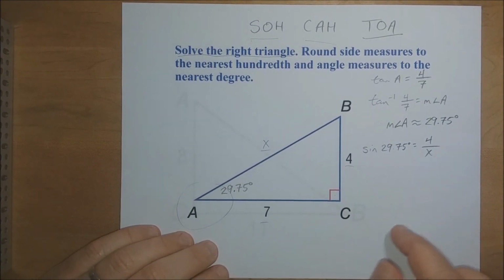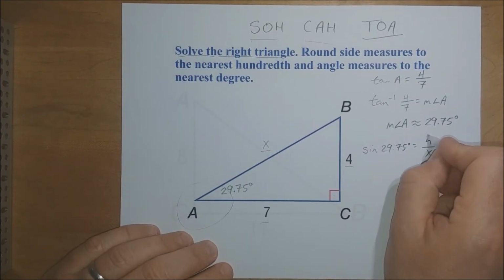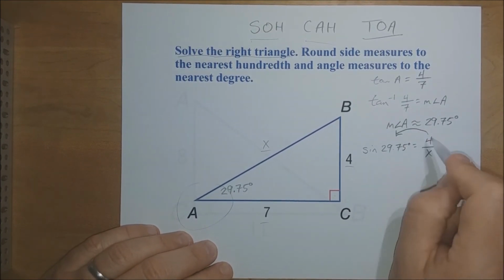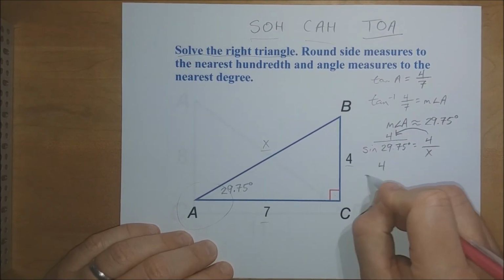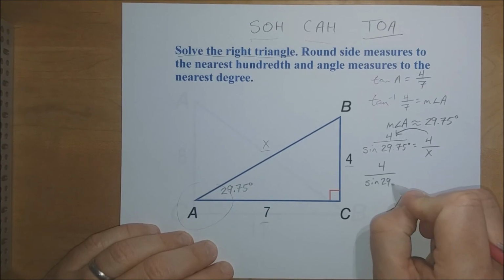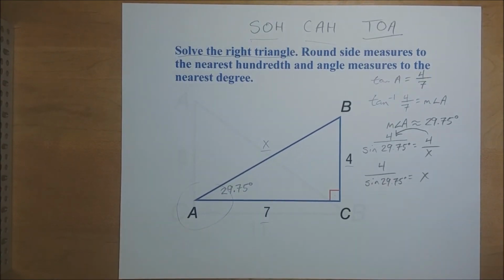And I'm going to encourage you to solve these for x before you grab your calculator. I don't know if you guys know this trick. I call it the numerator shuffle. I'm going to bring this numerator over here and say 4 over the sine of 29.75 degrees equals x. How can I get away with that? It's a shortcut that you'll use a lot in trig problems, so you might want to get comfortable with it.